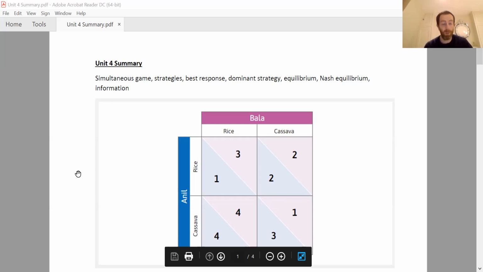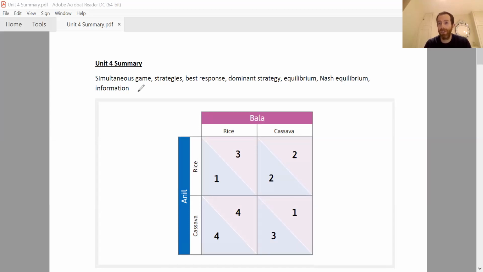I'm going to start by looking at simultaneous games. Firstly, and most important, what do we mean by a simultaneous game? Well, it's where we assume that each player in the game, each person who has to make a decision, makes those decisions at the same time, right? So I can't wait and see what the other person's doing. We both have to make a decision at the exact same time.